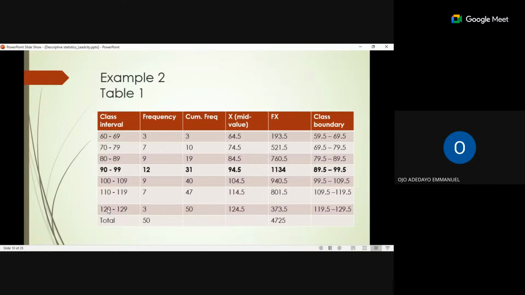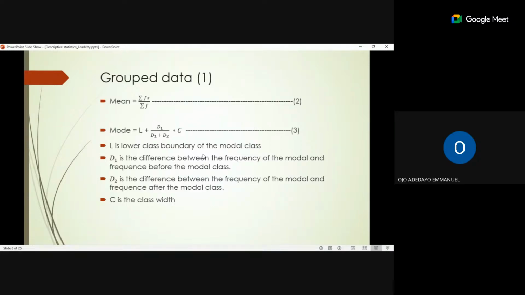So it continues like that until we have the last value, which is 120. Subtract 0.5 from 120, you are going to have 119.5. Then add that 0.5 to 129, you are going to have what? 129.5. That is how we normally derive our class boundary. So let us now move to the mode. We want to calculate the mode. Remember that L means lower class boundary of the modal class.